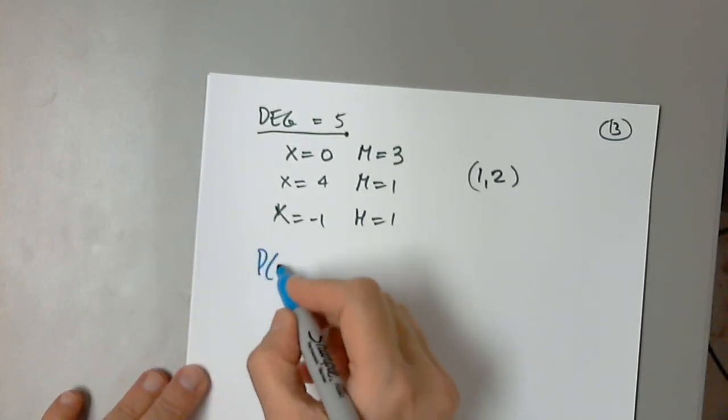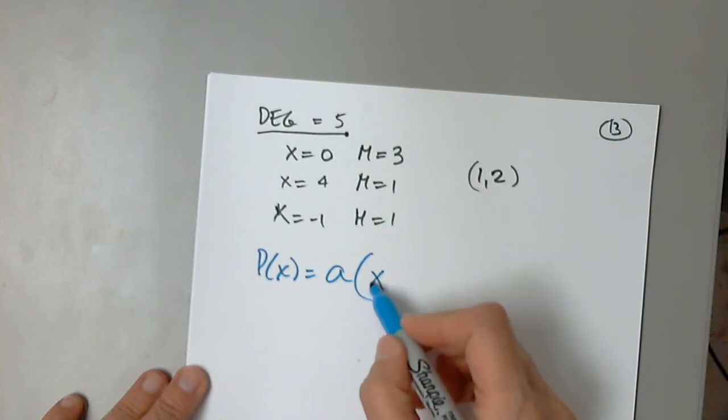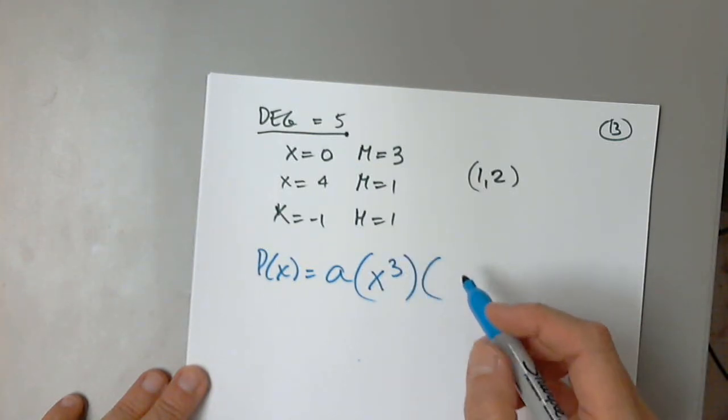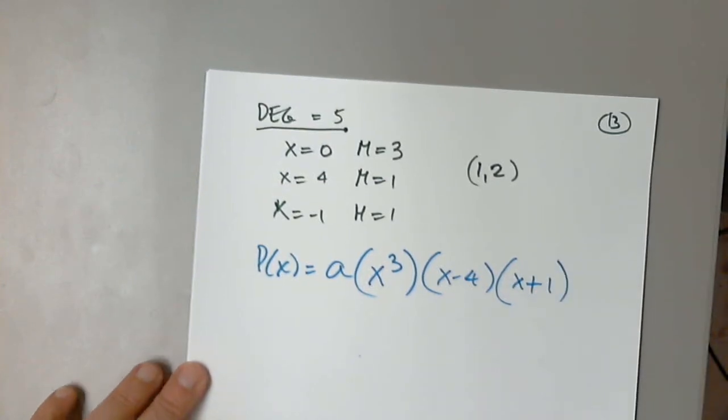Very good. P of x equals. Yes, awesome. X cubed. Very good. X minus 4. And then x plus 2. Great job.